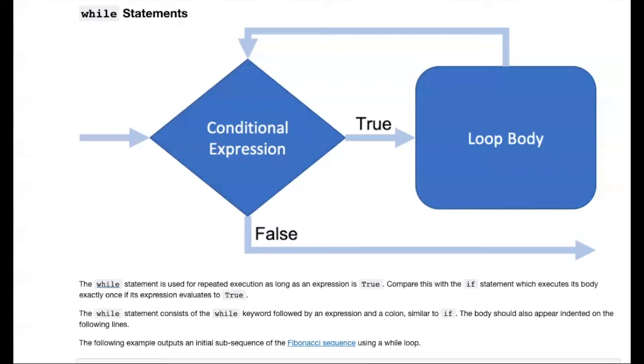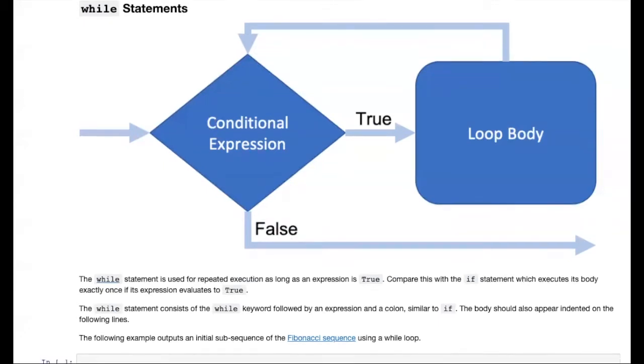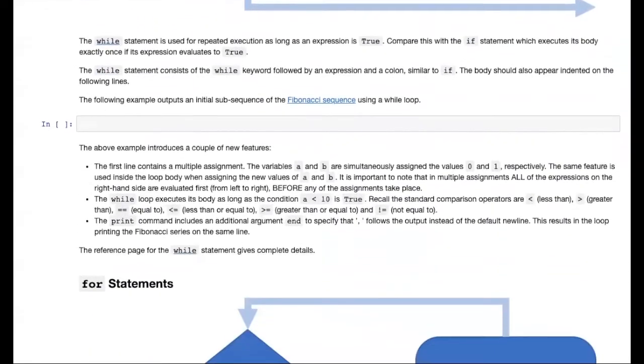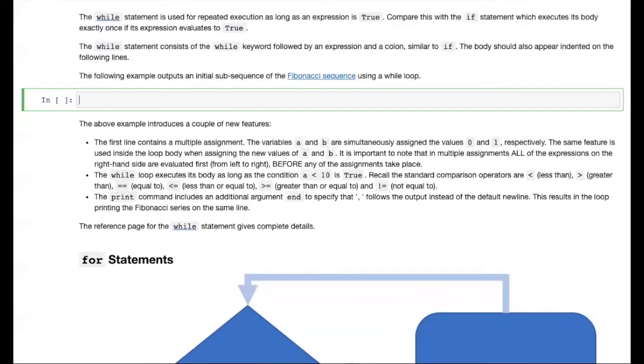So as an example, we're going to use a while loop to output a subsequence of the Fibonacci sequence, specifically only those values that are less than 10. So the Fibonacci sequence is a sequence of numbers such that each number is the sum of the previous two, and we define the first two Fibonacci numbers as 0 and 1.